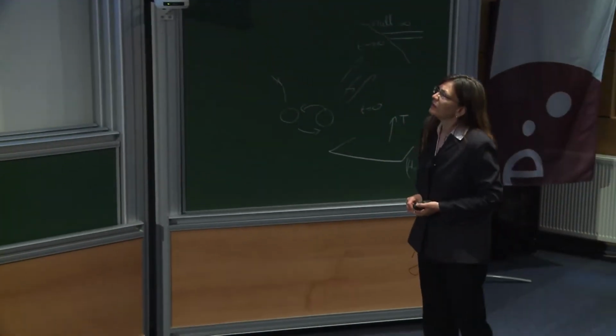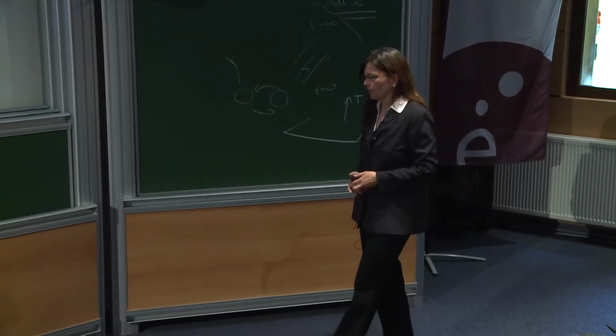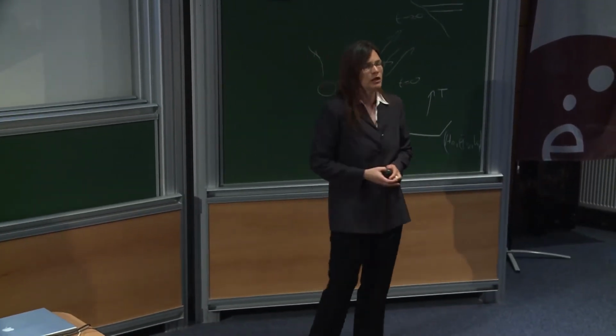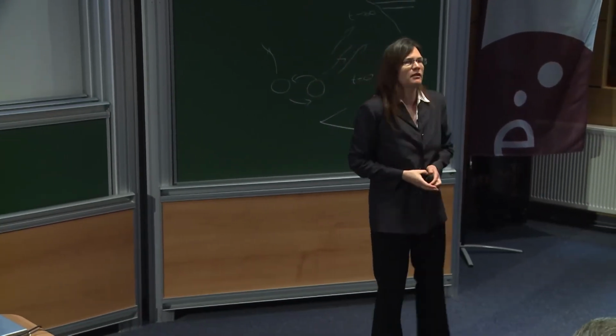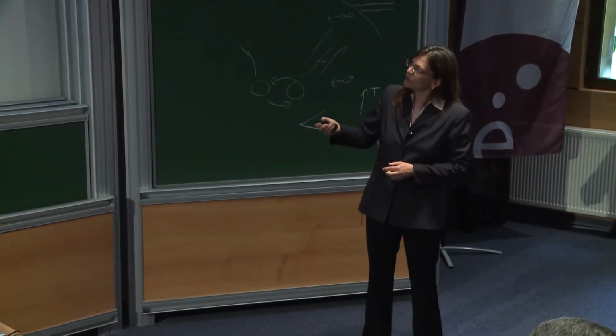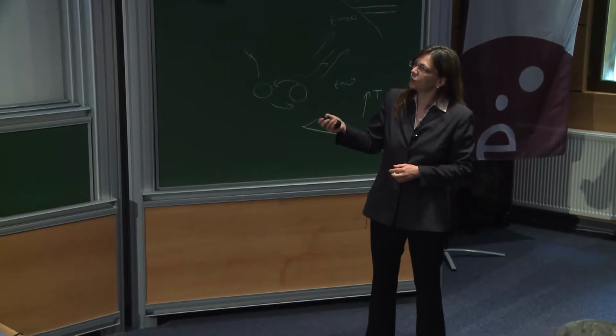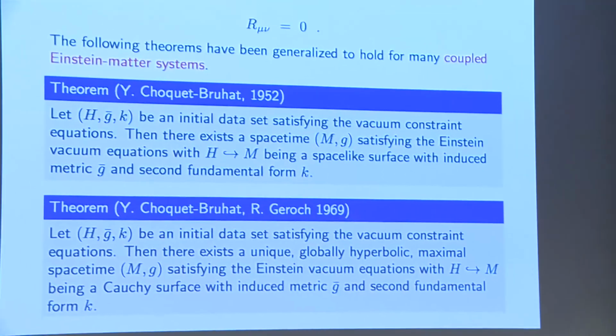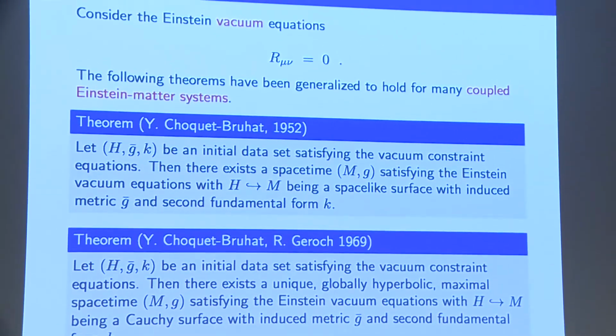So let me first say that, if you look at the history of general relativity, the Einstein equations were put out there in 1915. There were many things happening in between in math and physics, but it took until the 1950s and 60s, when Yvonne Choquet-Bruhat and Bob Geroch actually really solved the well-posedness for the Einstein equations.